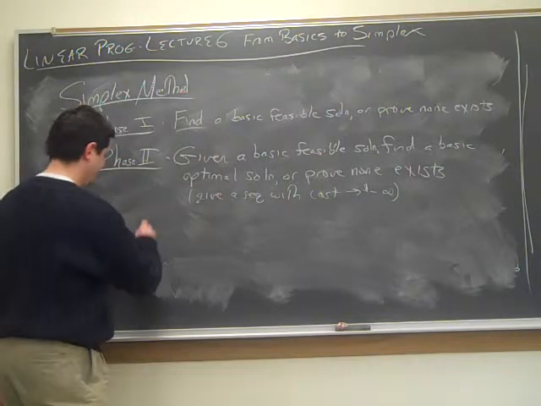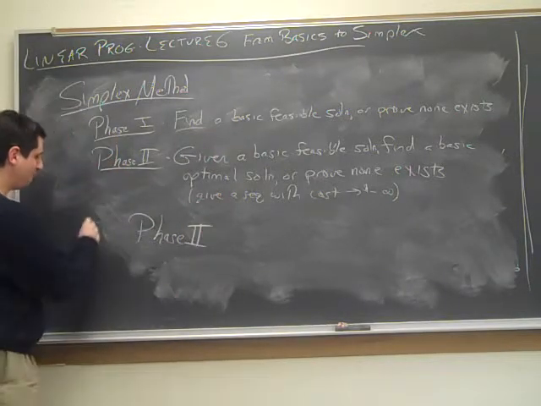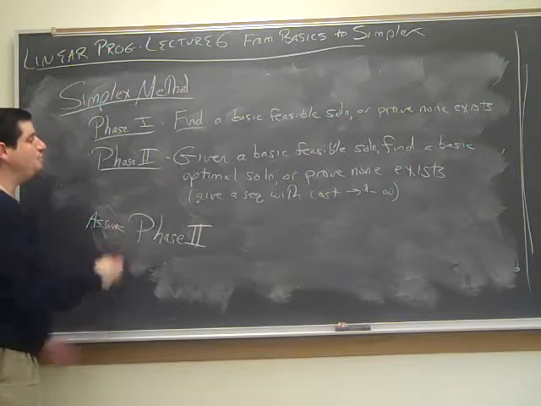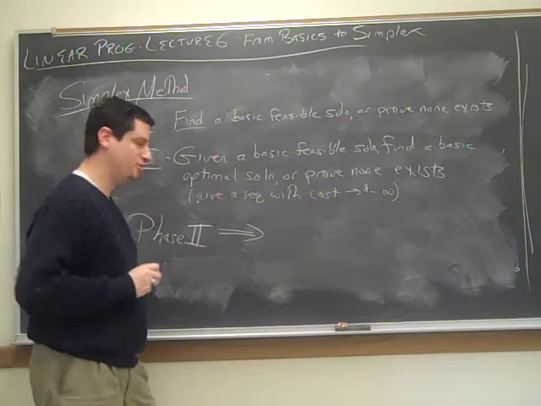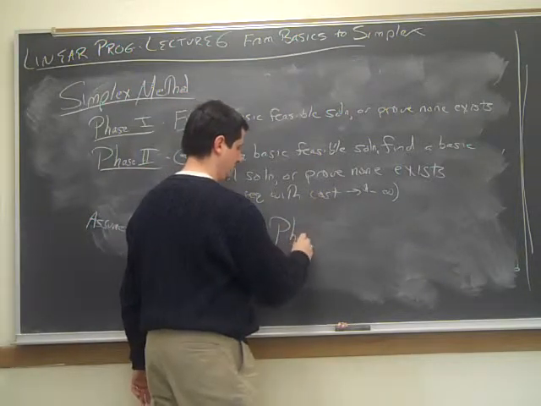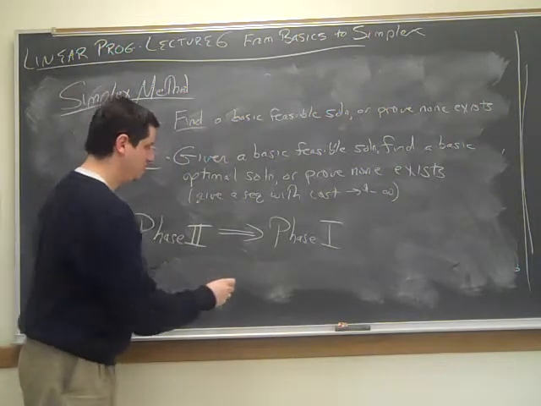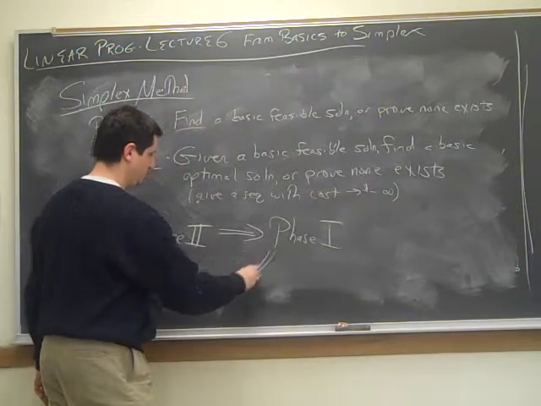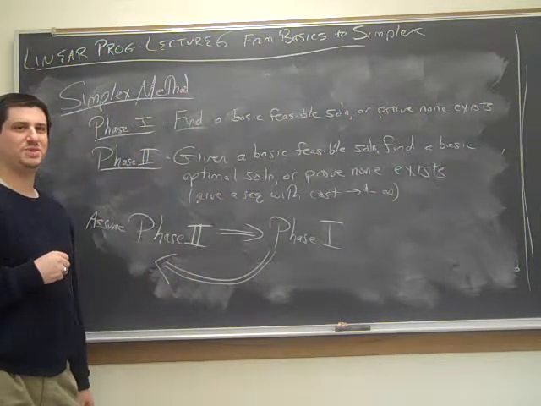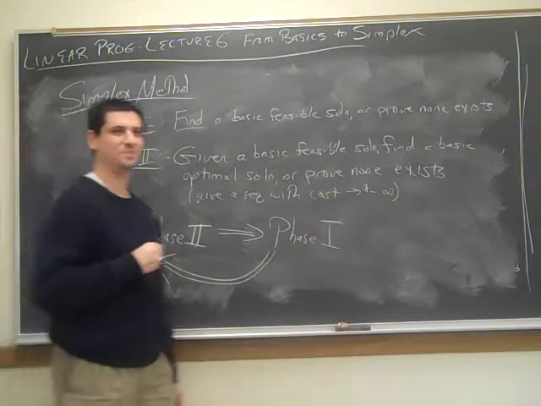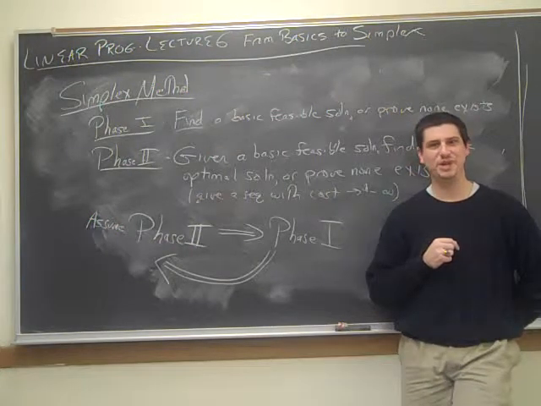No, phase 2. So we do phase 2 first. So we assume phase 2. Assume we know how to do phase 2. We then show, knowing how we can do phase 2, we can do phase 1. And then, knowing how to do phase 1, we show how to do phase 2. Why? What seems to be the problem here? Does it seem like we're arguing in circles?